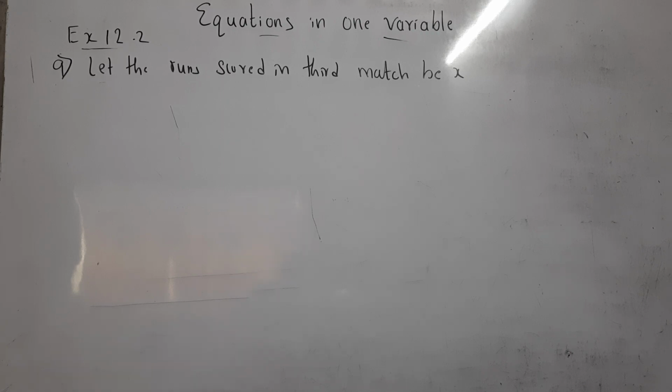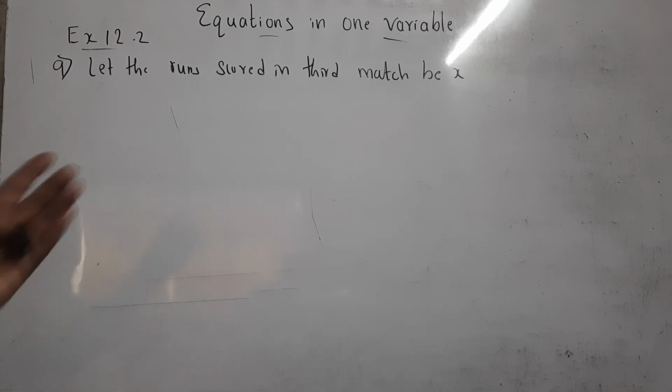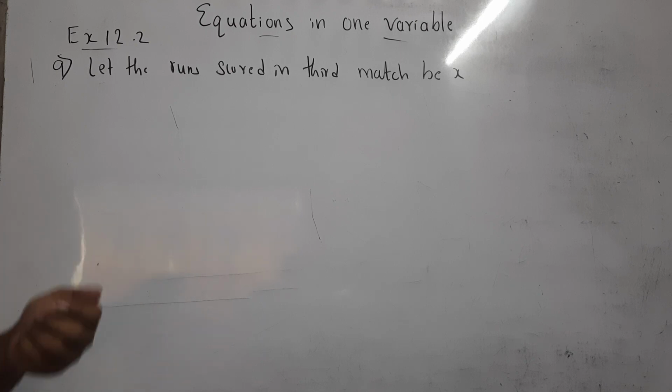Question number 9. A cricketer scored 180 run in the first match, 257 run in the second match. Find the number of run he scored in the third match, so that the average of run in the three matches is 230. एवरेज we always know that जितना भी नंबर रहेगा उसको प्लस करके और जितना नंबर ऐड कर रहा है उतने नंबर से डिवाइड.